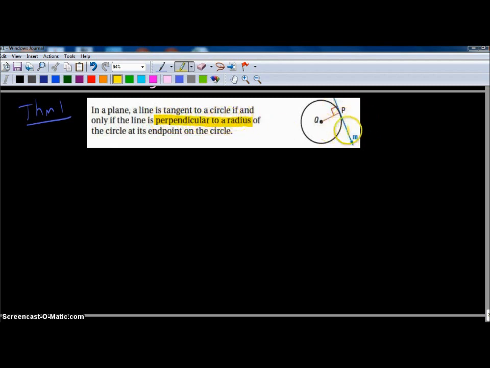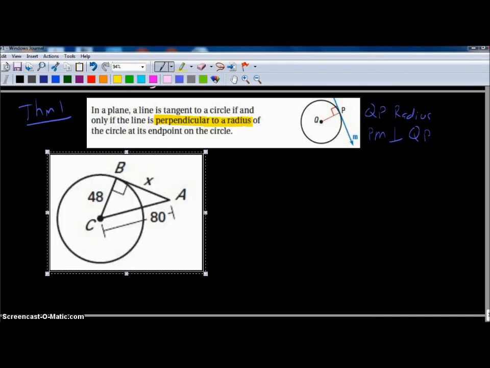So this line right here, the only way we can call it a tangent is if it is perpendicular, 90 degrees, to the radius. So in this question, QP is the radius and PM has to be 90 degrees, perpendicular, upside down T, to QP. That's the only way it works for PM to be a tangent. So a question would be like this.